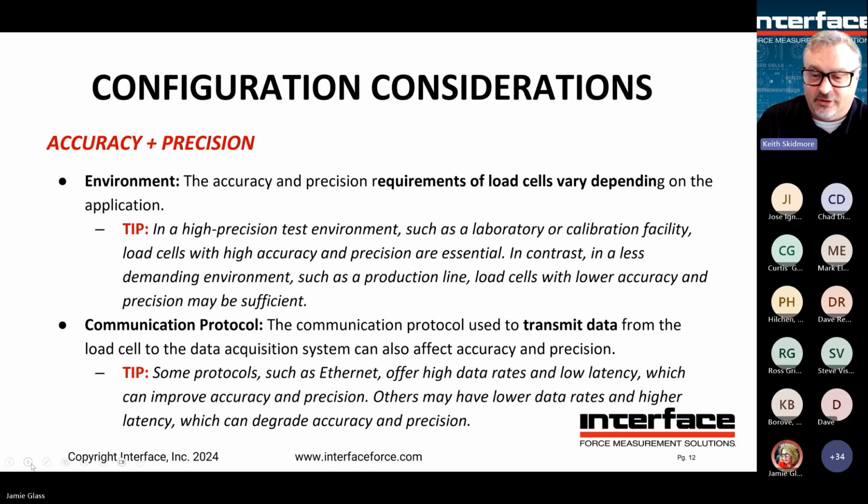The communication protocol used to transmit data from the load cell to the data acquisition system can also affect the accuracy and precision. Some protocols, such as Ethernet, offer high data rates and low latency, which can improve accuracy and precision. Others may have lower data rates and higher latency, which can degrade accuracy and precision. For example, if it's a pressing operation and you're looking for peak press forces, if the data throughput is too slow, you may not actually be capturing the high values. That would be a serious accuracy problem.